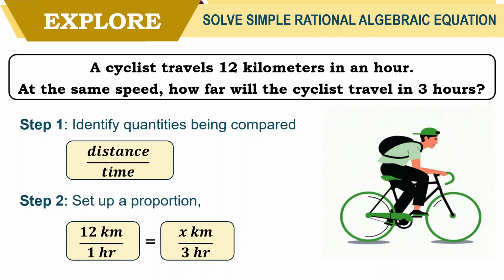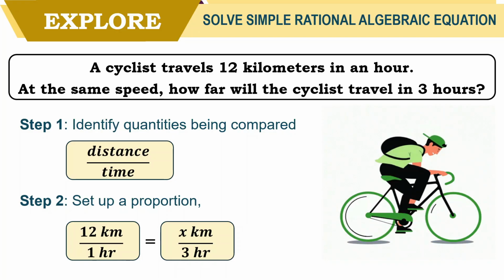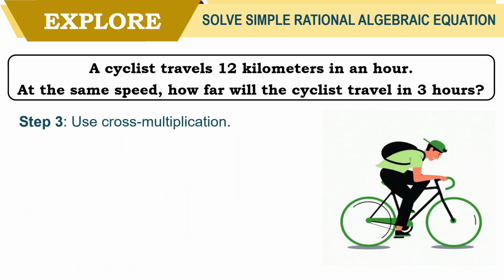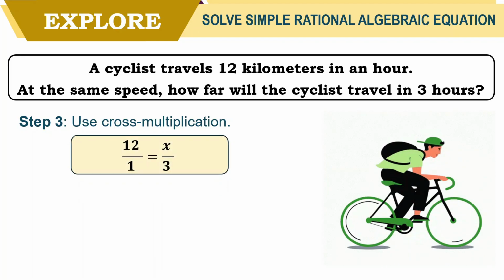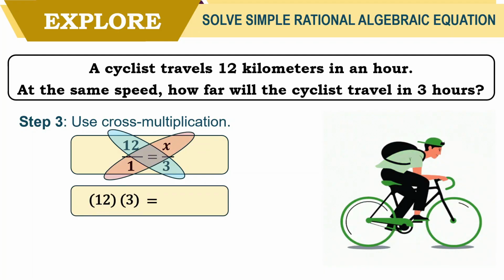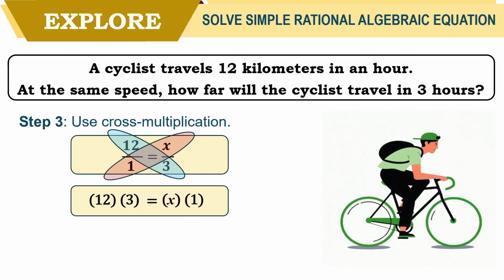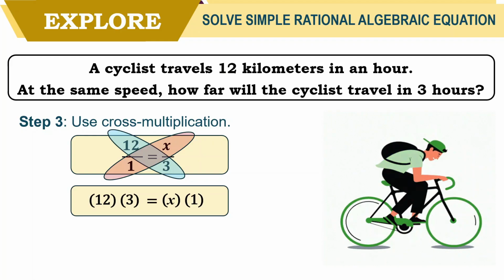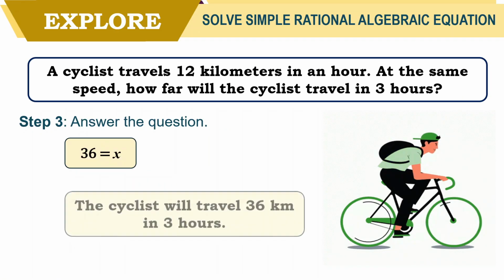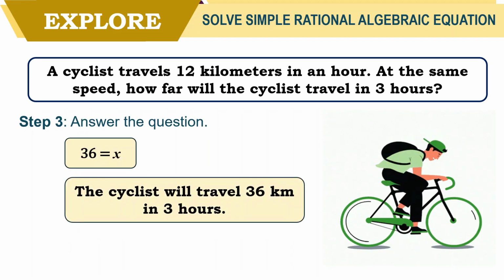Now, we know that 12 kilometers is how far the cyclist travels per hour. But we are now being asked how much he will be able to travel for 3 hours. So how can we find that? That is by using cross multiplication. 12 times 3 is equal to 1 times x. And proceeding with the multiplication, we have 36 equals x. So that would mean that the cyclist will travel 36 kilometers in 3 hours.